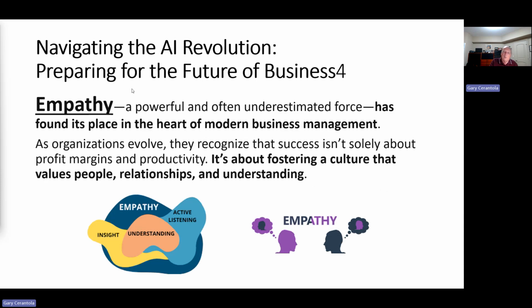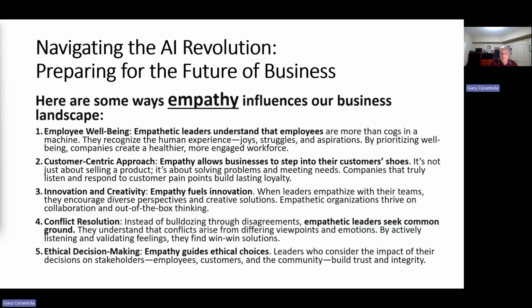But again, I keep on talking about the new wave of management principles, and empathy has to be a big part of this. And that's where you're going to deal, mainly, with taking care of ethical issues. It's a force. It's not a weakness. It's found its place in the heart of modern business management, and it's about fostering a culture that values people and relationships and understanding, which is really key going forward.